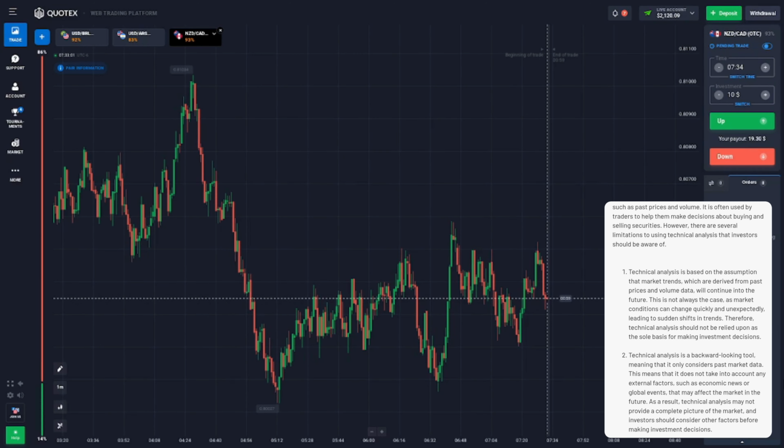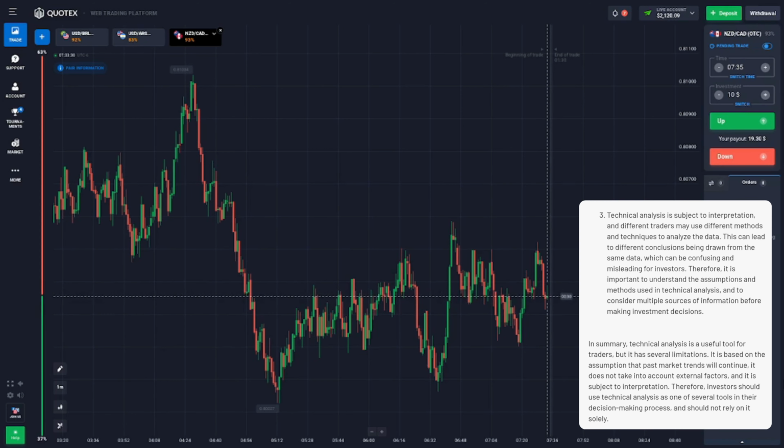2. Technical analysis is a backward-looking tool, meaning that it only considers past market data. This means that it does not take into account any external factors, such as economic news or global events, that may affect the market in the future. As a result, technical analysis may not provide a complete picture of the market, and investors should consider other factors before making investment decisions.